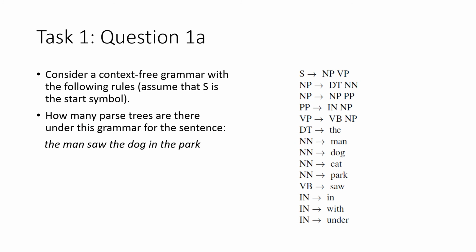Let's try to solve our first task, question 1a. Consider a context-free grammar with the following rules, as shown here. Here, assume that S is the start symbol. So the question is, how many parse trees are there under this grammar for the sentence "The man saw the dog in the park"?